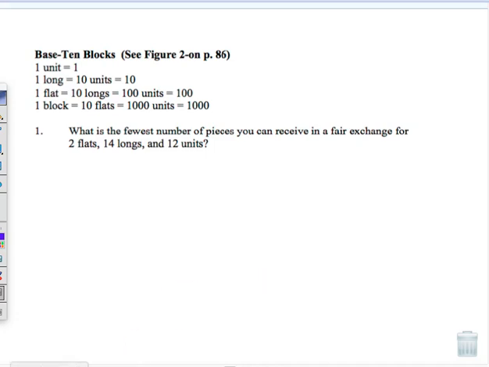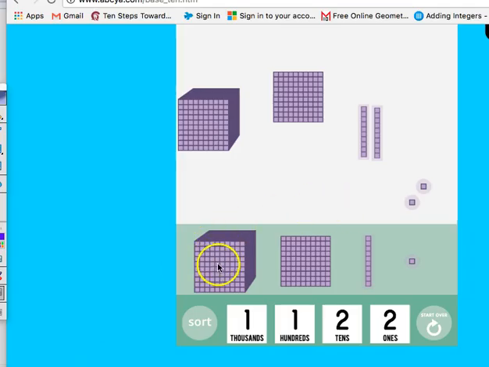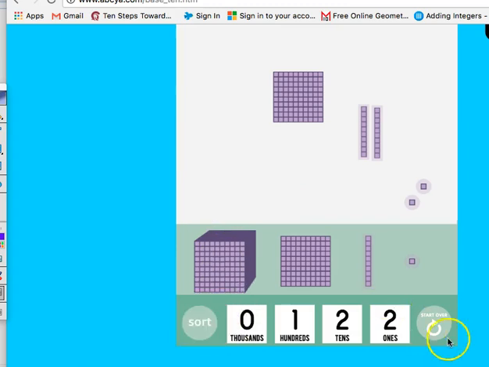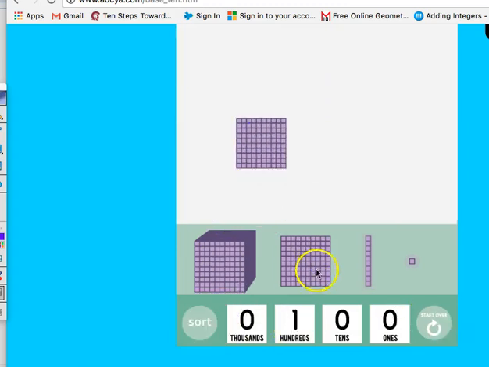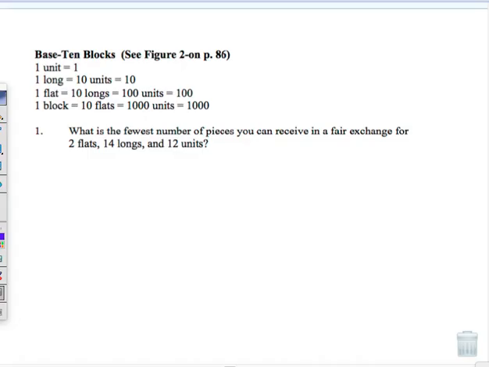And definitely I could go back here and pull that up for you so I could start over and I could pull up 2 flats. But for sake of time and because I know you know these numbers already, we have 2 flats. So I can say I have 2 flats. I have 14 longs.